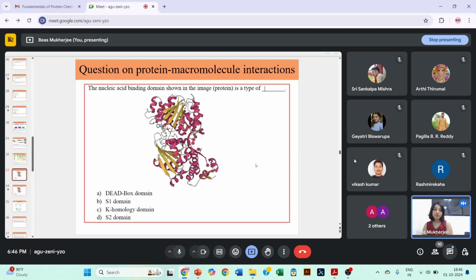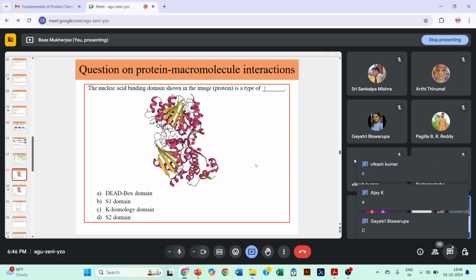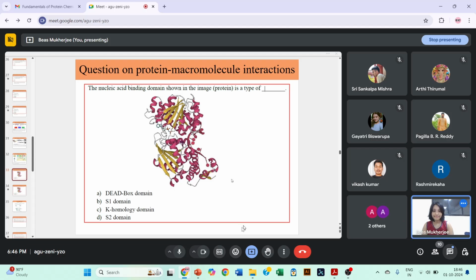If you remember the K-homology domain, it is very small. There is only this beta, alpha, alpha, beta. So this would not be K-homology. Then which one do you think it is? Okay, I'm getting A and C as answers.